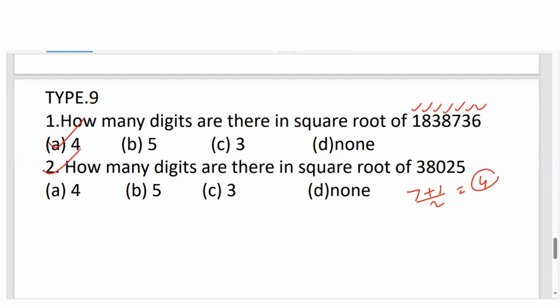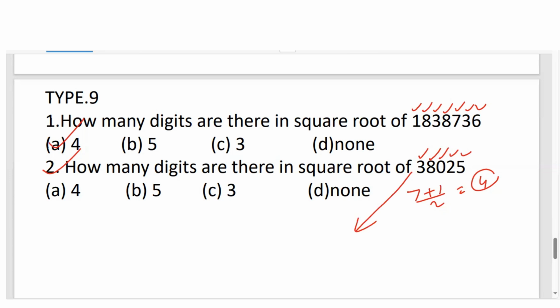Similarly, the second question: how many digits are there in the square root of 38025? Again, the same type of question. So the simple rule is what? Just check how many digits are here. 1, 2, 3, 4, 5. So 5 digits are given. So 5 is what?